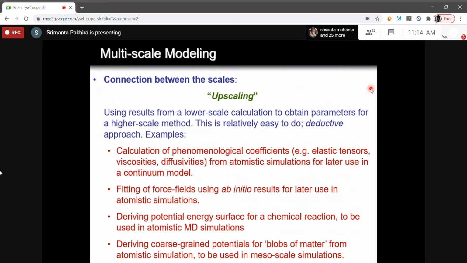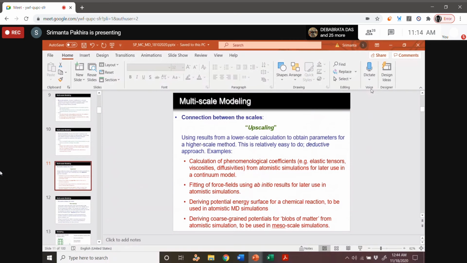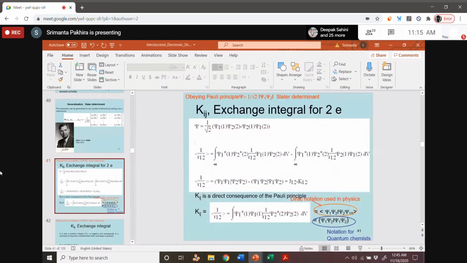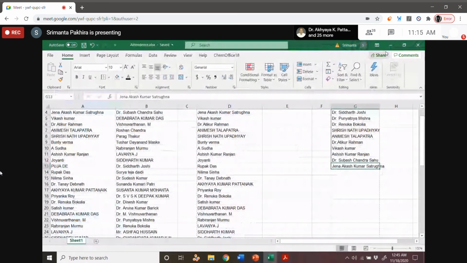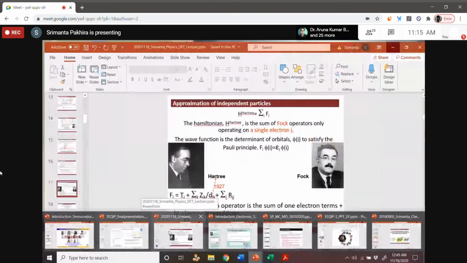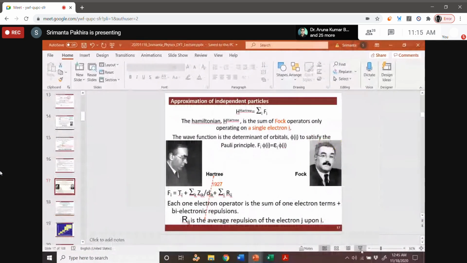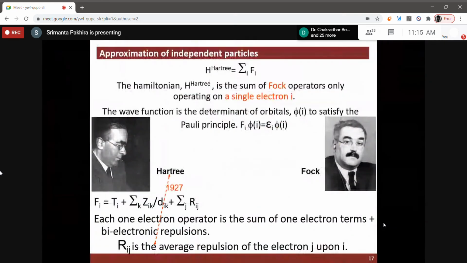In those cases we define upscaling and downscaling: when we start from lower scale calculation going up it is upscaling, and the other way is downscaling. I have just described the merits and demerits of such methods, right? So let's go to the application part, which I will try to tell today. One by one we will go through the lecture. The approximation of independent particles in the Hartree-Fock method I already described.